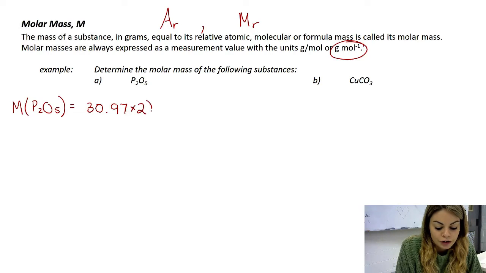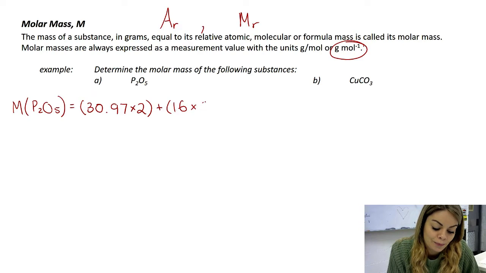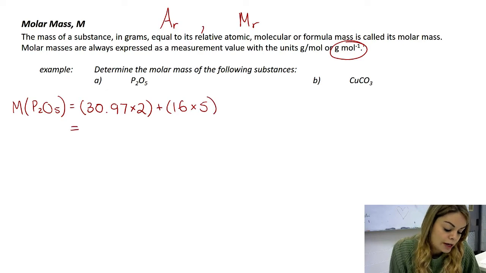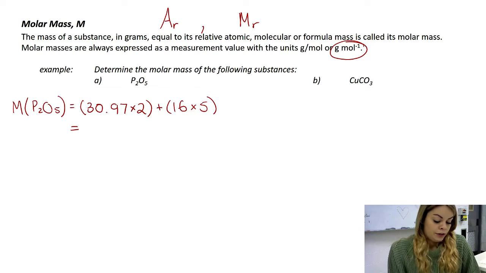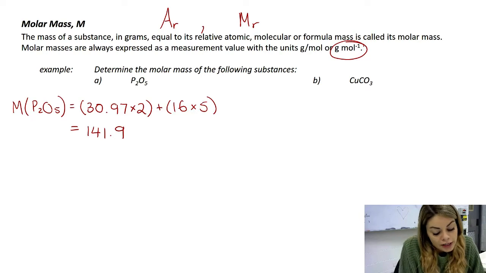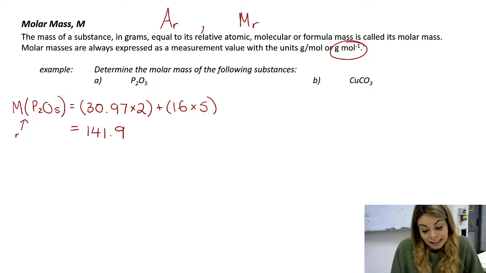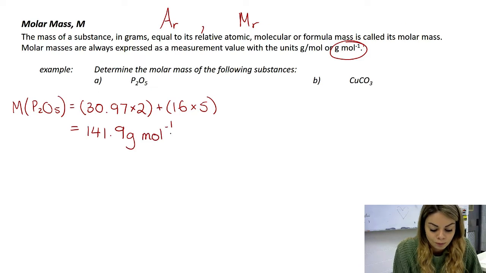And I've got 2 of those. Okay, I also have 5 oxygens, and each oxygen has a molar mass of 16. So I get my molar mass of 141.9. Now, because I don't have the little r here, that stands for relative, I need to put units on my answer. That's really important. And the units are grams per mole.